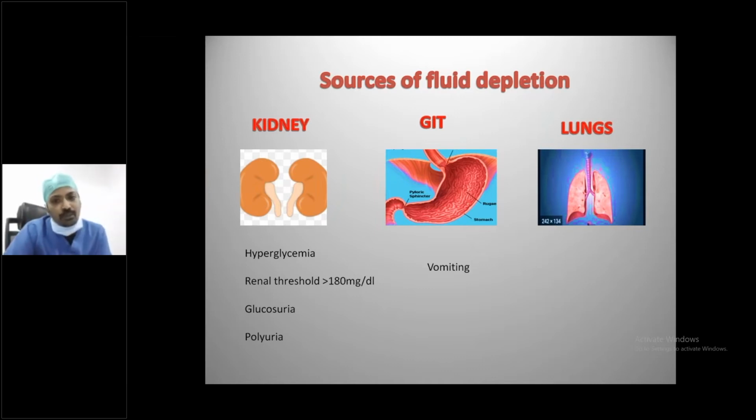The ketones produced in DKA will stimulate the chemoreceptor trigger zone, and it causes a lot of vomiting. They lose a lot of fluid in the vomitus also. And the hyperventilation secondary to metabolic acidosis in DKA will cause a lot of insensible water loss. These are the three principal sources of fluid loss in DKA.